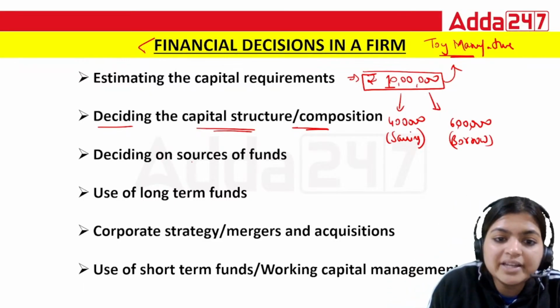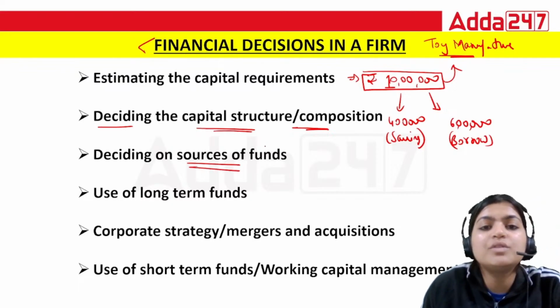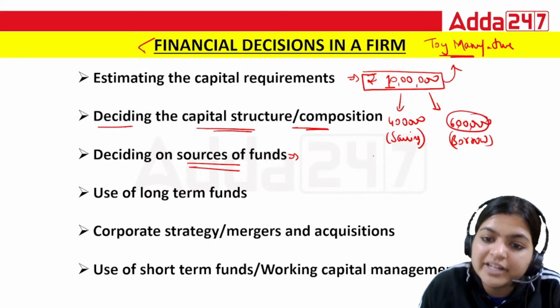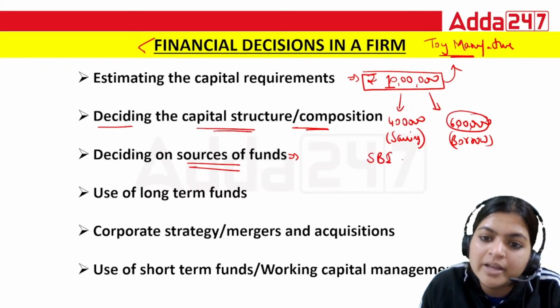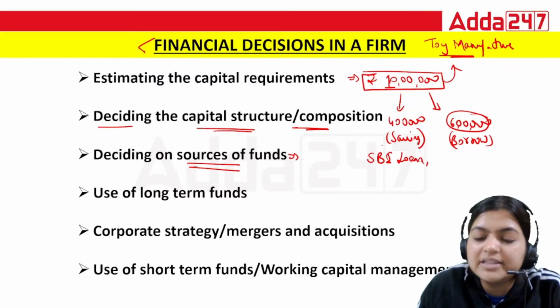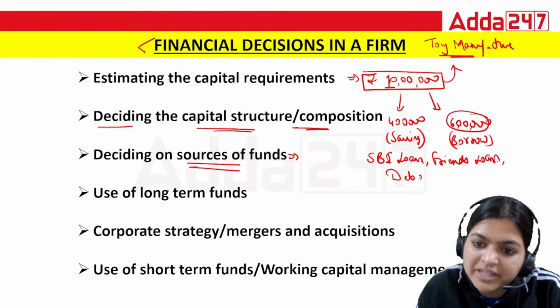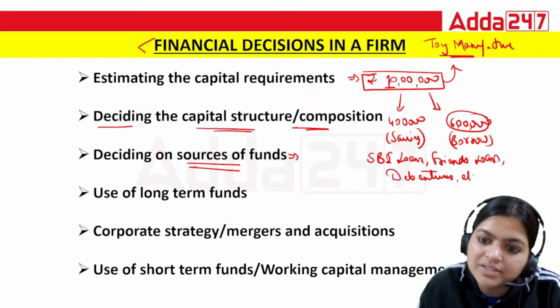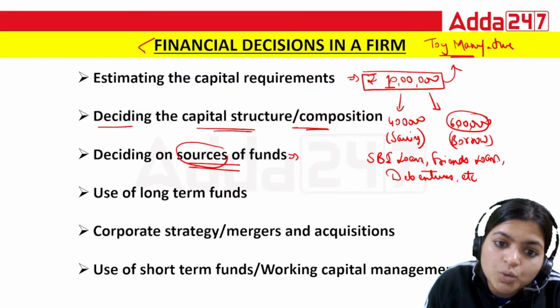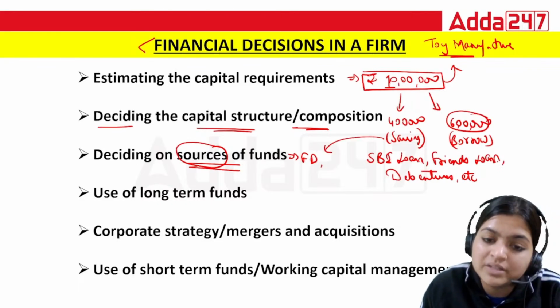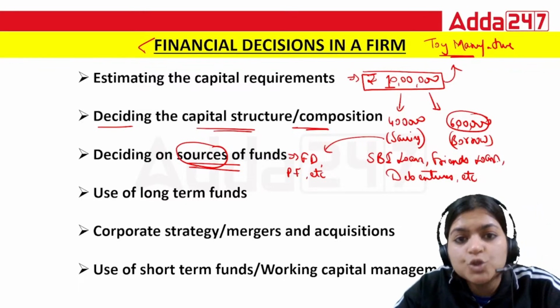Then deciding on sources of funds, like how they can borrow the 6 lakhs. They have identified that they will take an SBI bank loan, a loan from friends, and then issue debentures, etc. So you are identifying the sources. For your savings, you have identified you will use your FD, your PF amount, etc. So that is your sources.